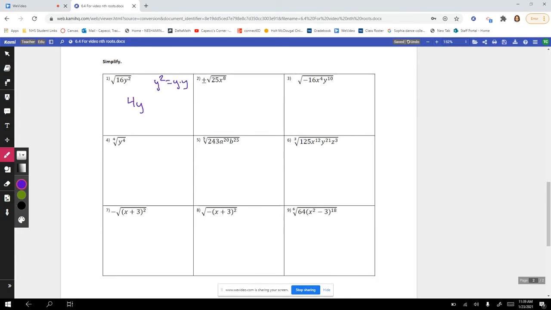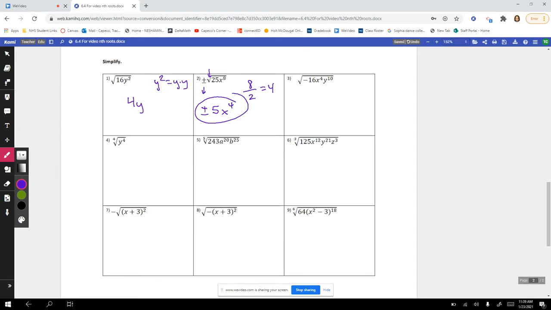Now number 2, we have that plus or minus, it's just going to come right down. That's out front. The square root of 25 x to the 8th. So the square root of 25 is 5. The square root of x to the 8th, we're going to take 8 and divide it by 2, because that's our index there, and we get 4. So that's x to the 4th. So plus or minus 5x to the 4th.